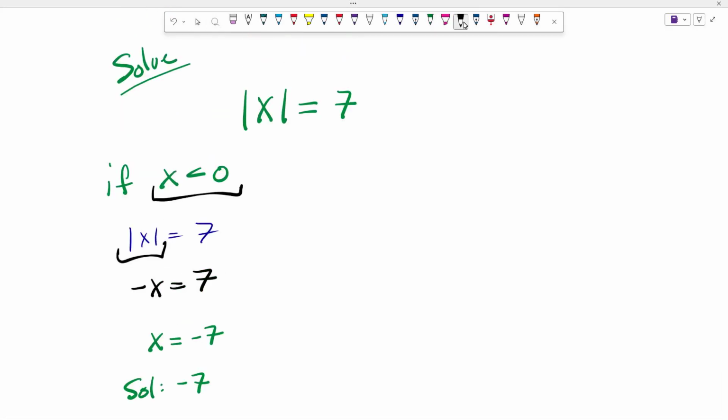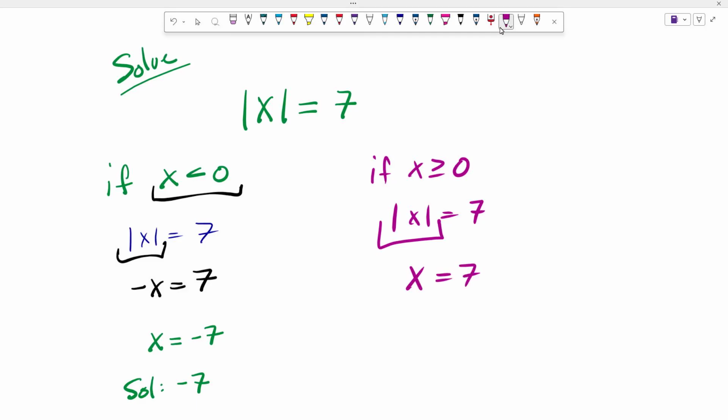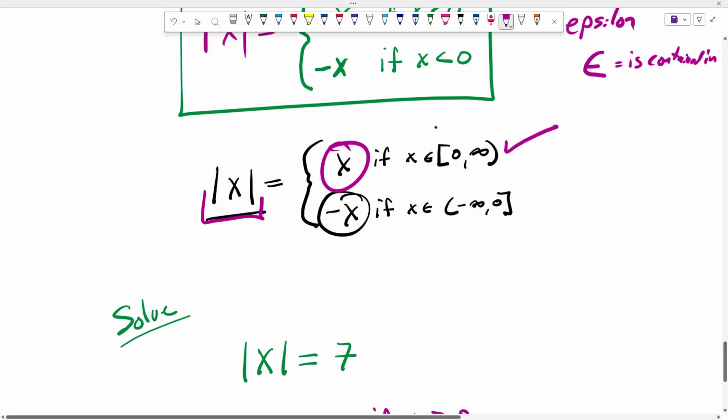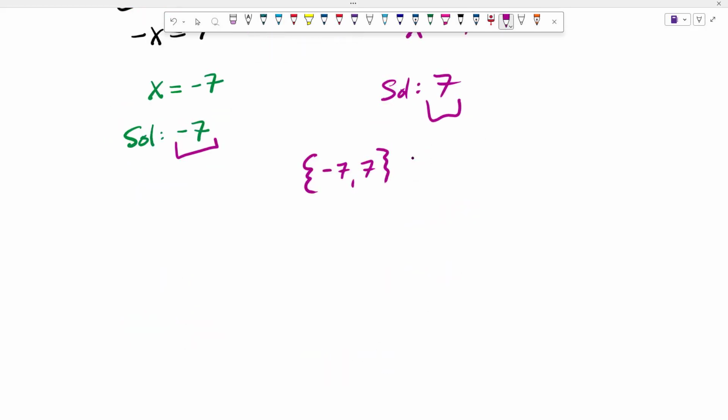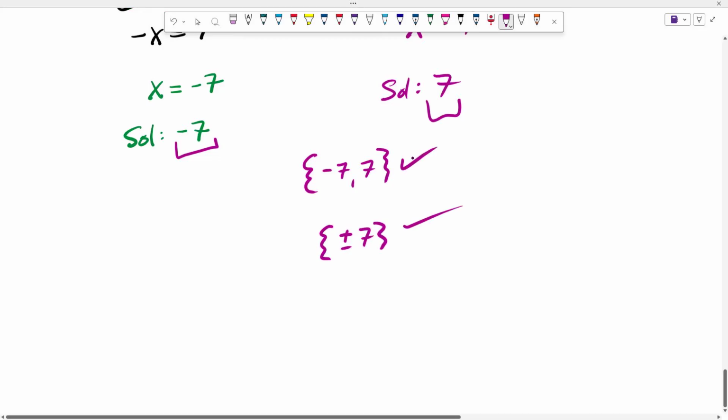And then case 2, if x is greater than or equal to 0, what does the absolute value of x equal? The absolute value of x equals x. Because we're here, this symbol means this. And then, of course, the solution here is 7. So the solutions to the absolute value equation are both of these. We put them both into a solution set. Sometimes we write this as plus or minus 7. These mean the same thing: both positive 7 and negative 7.